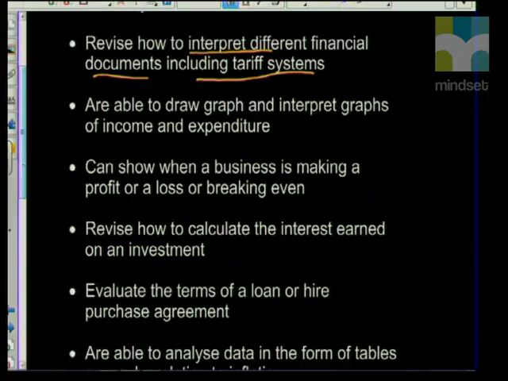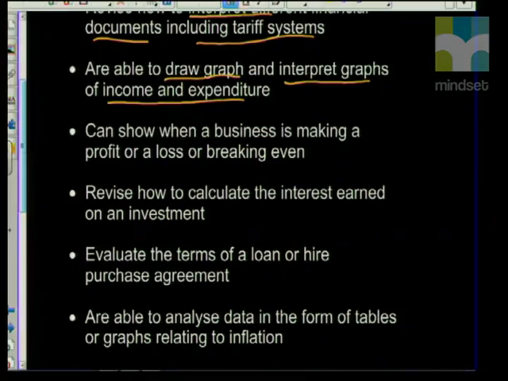You'll see we'll do some of those table type examples a little later. You should be able to draw a graph and interpret graphs of income and expenditure. Now that's the basis of business finance. You need to know how much money it's going to cost to run the business, and you're going to need to project how much money you need to get in, the income. You also need to be able to show when you're making a profit, a loss, or you're reaching the break-even point. That's when you're not making profit or loss. So that's all business related.